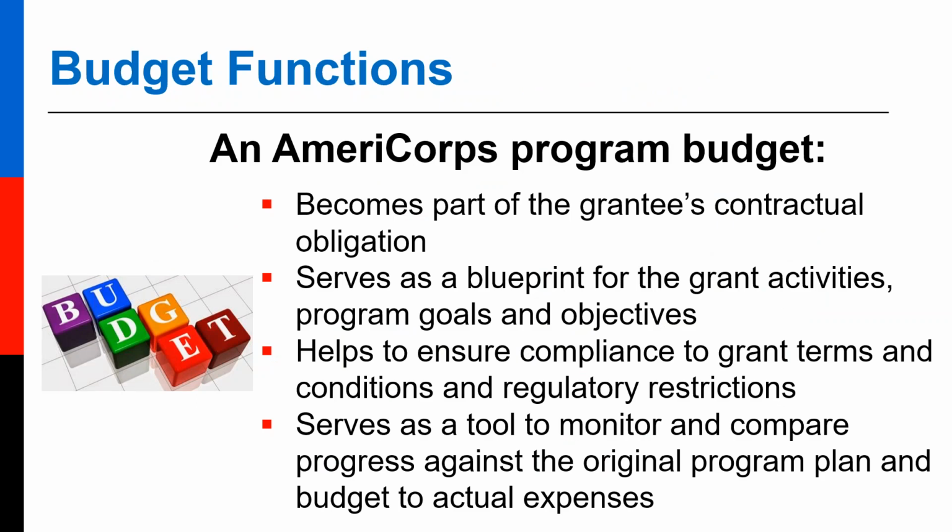An AmeriCorps program budget becomes a part of your contractual obligation to your State Service Commission and to CNCS. It also serves as a blueprint for your grant activities, your program goals, and objectives. It helps to ensure compliance to your grant terms and conditions and any regulatory restrictions. It also serves as a tool to monitor and compare progress against the original program plan and budget to actual expenses.